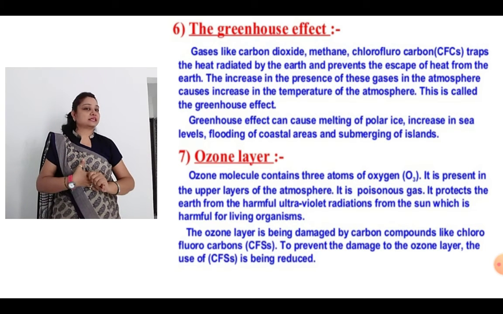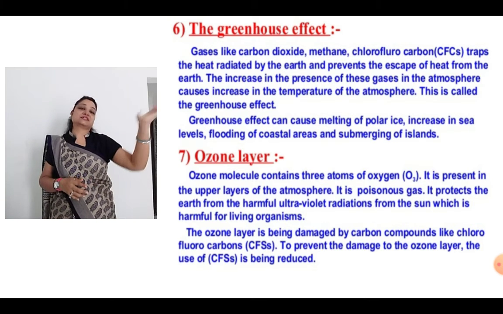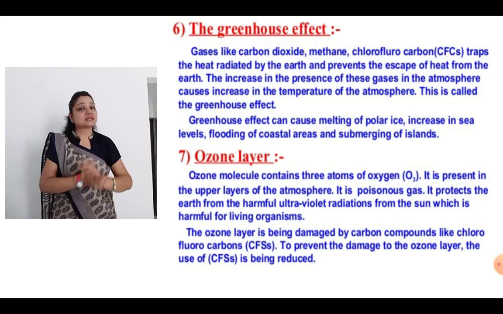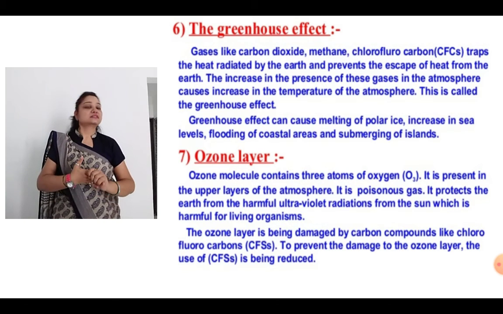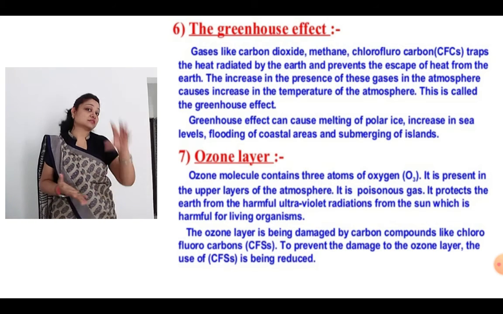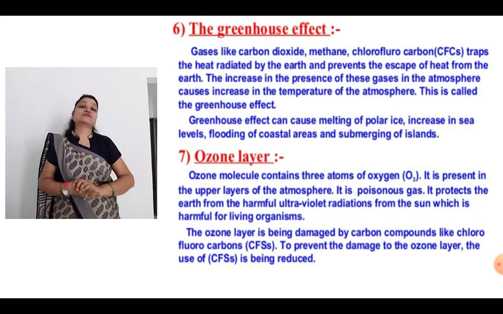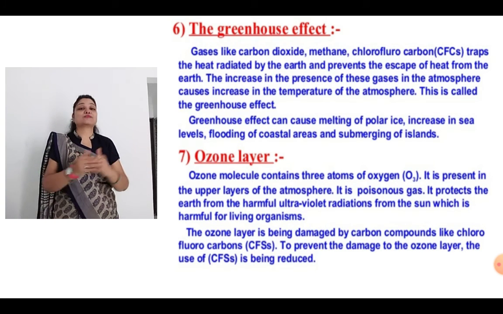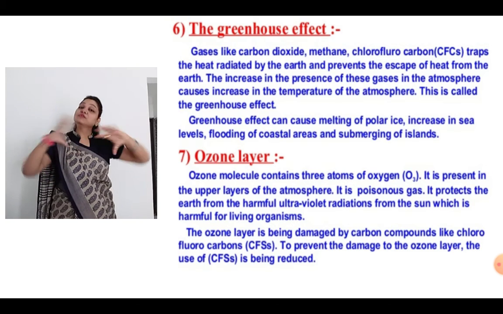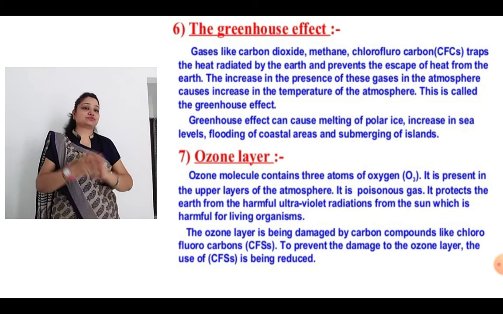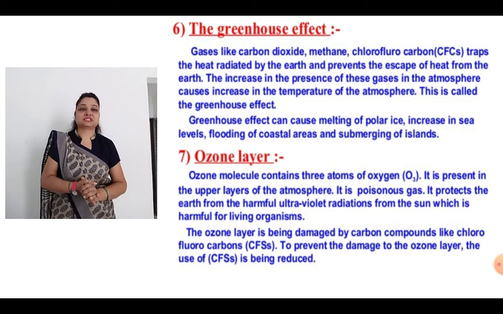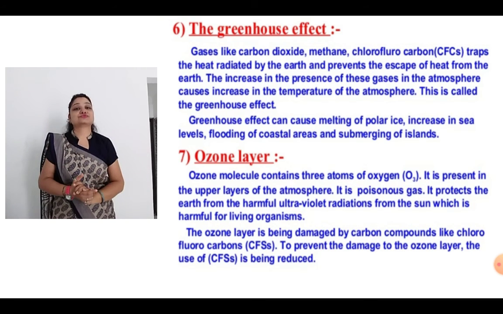Ozone layer, again just a briefing: the layer which is protecting us from UV rays of the sun, and you know that there is a hole now in this. So we have to reduce the level of pollution so that the hole will not increase, right? Because the hole is increased due to compounds like CFC, which are caused due to pollution.